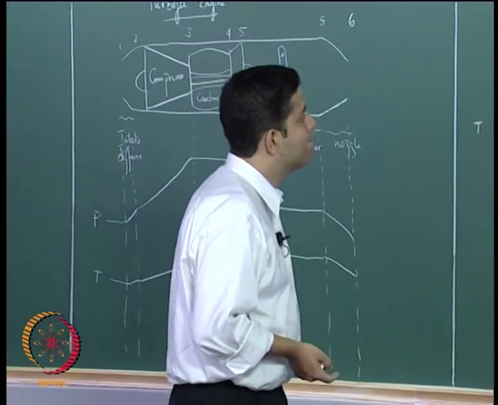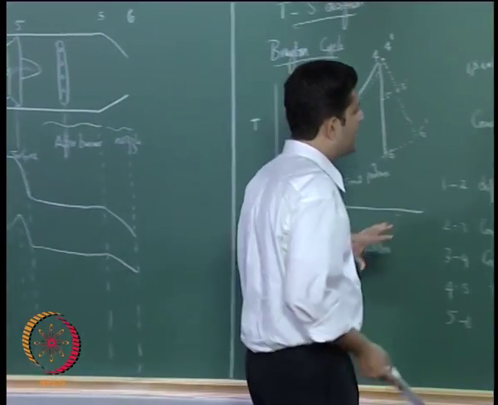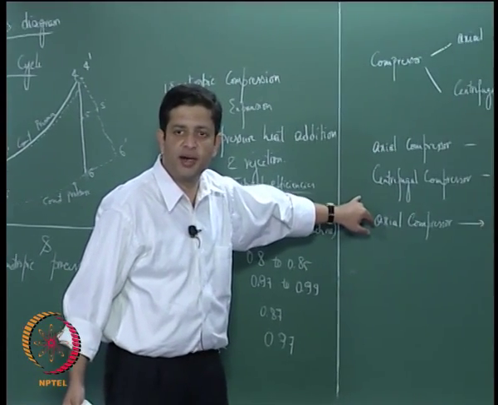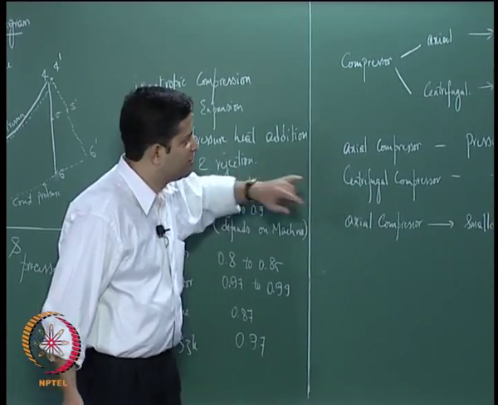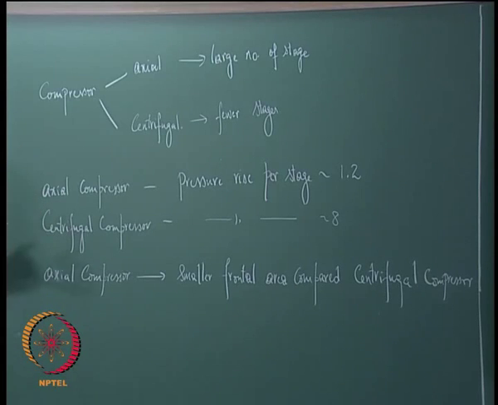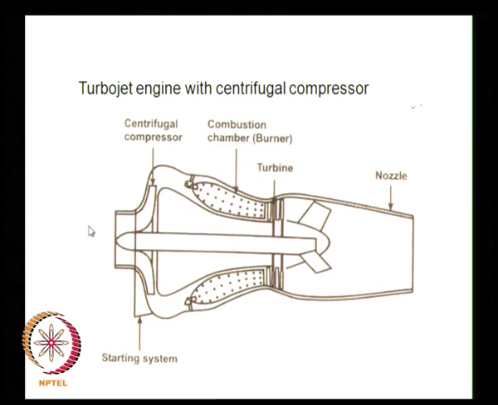Now, it is also seen that axial compressors will have higher efficiency compared to centrifugal compressors because the flow distribution is much better in axial compressors. If you look at centrifugal compressors, if you need multiple stages, the flow comes in axially and then goes out radially, and again if you have a second stage, it has to come back in axially and then again go out radially. So the flow distribution is not very good in centrifugal compressors. Therefore, centrifugal compressors will have a slightly lower efficiency.